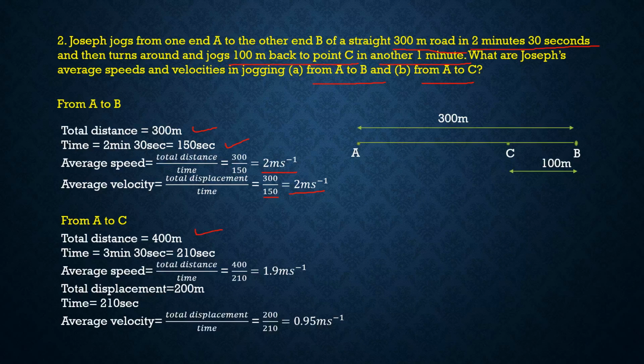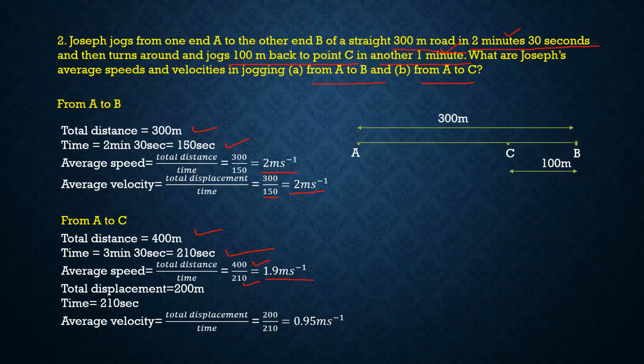Time taken from A to B is 2 minutes 30 seconds, and from B to C 1 minute. So total time is 3 minutes 30 seconds. 3 minutes 30 seconds equal to 210 seconds. So average speed is total distance upon time. Total distance is 400 and time is 210. So this is equal to 1.9 meter per second.